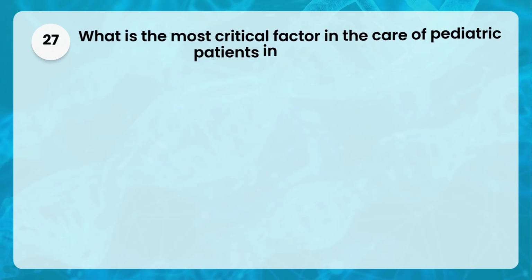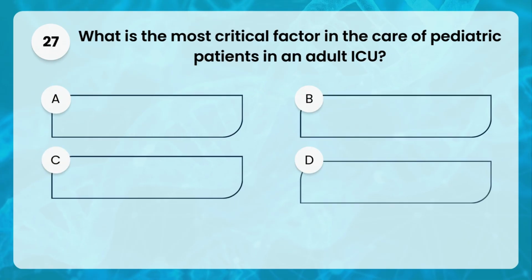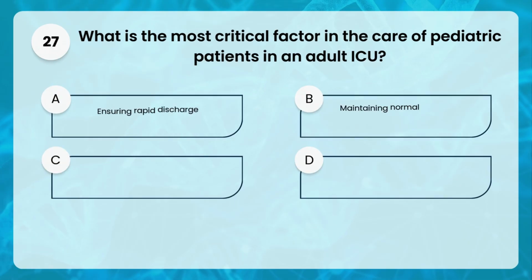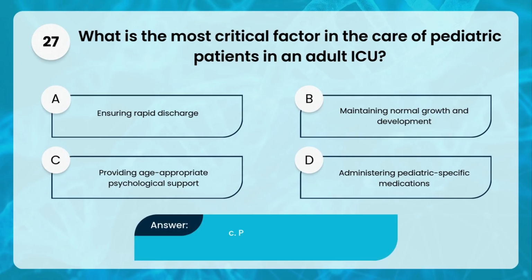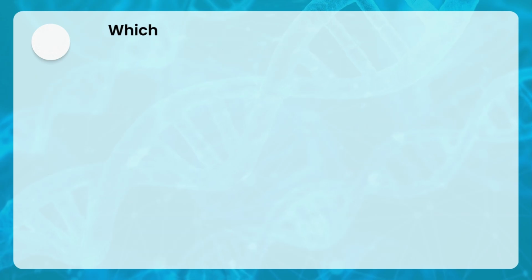27. What is the most critical factor in the care of pediatric patients in an adult ICU? A. Ensuring rapid discharge. B. Maintaining normal growth and development. C. Providing age-appropriate psychological support. D. Administering pediatric-specific medications. The answer is C. Providing age-appropriate psychological support.